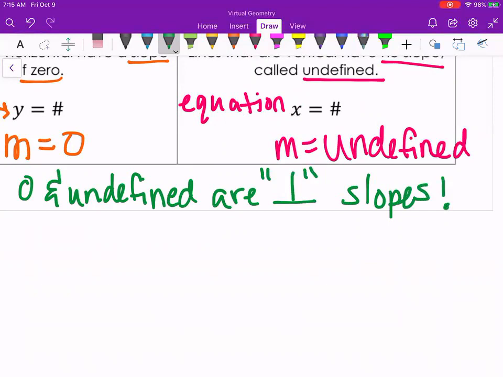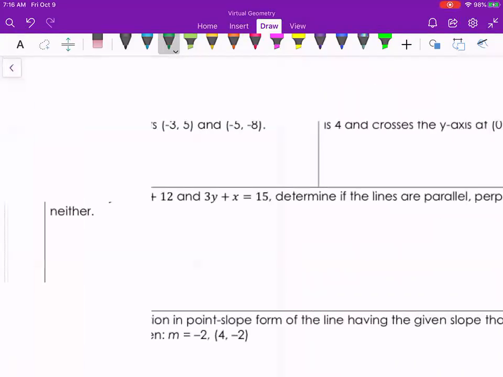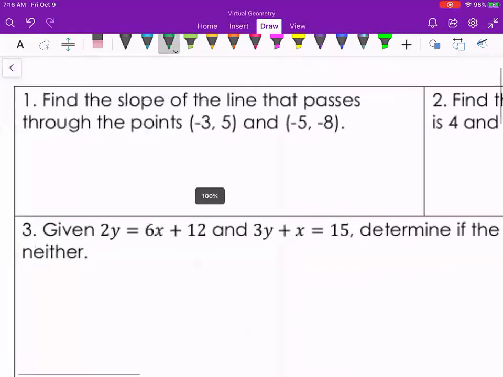They just don't have a sign with them because 0 doesn't have a positive or negative and undefined doesn't have a positive or negative. So just be aware of that. Those are the only exception to the reciprocal and sign change rule for perpendicular, because these don't have a sign to start off with. So let's look at page 2 and practice these examples.